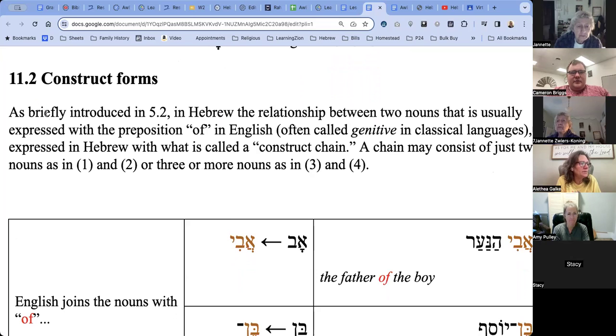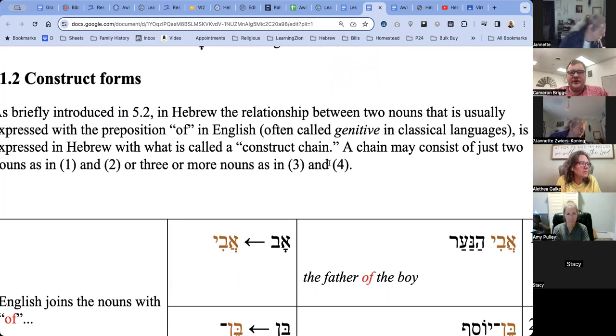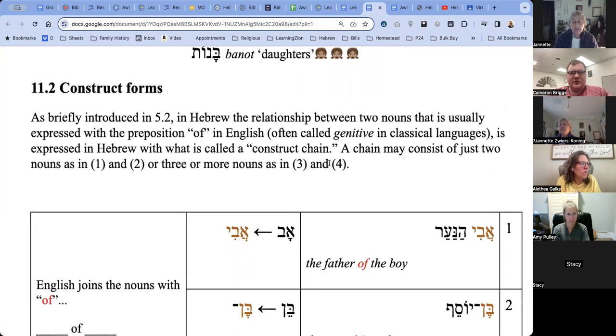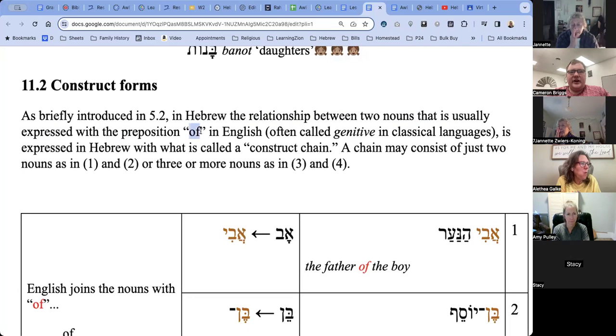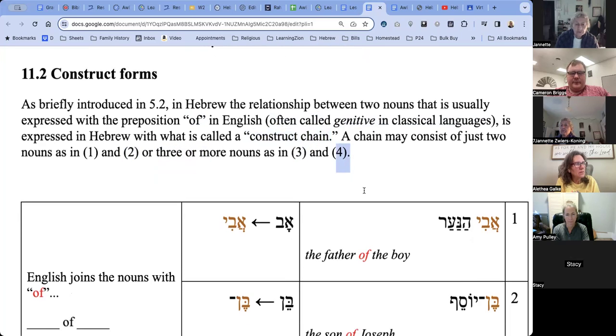And then, as we briefly introduced in 5.2, in Hebrew, the relationship between two nouns that is usually expressed with the preposition "of" in English, often called genitive in classical languages, is expressed in Hebrew with what is called a construct chain. A chain may consist of just two nouns, as in 1 and 2, or 3 or more nouns, as in 3 and 4.